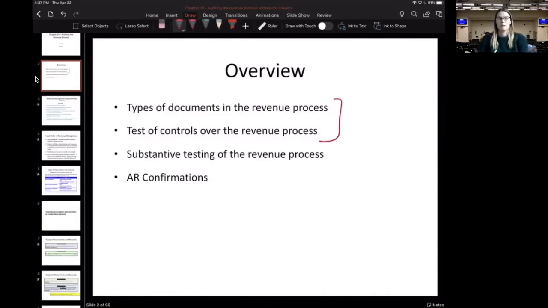Then next time in part 2 of the chapter 10 lecture, we are going to go over the substantive testing in the revenue process. And then we're going to spend quite a bit of time talking about AR confirmations, which is, of course, one of the key items that we test as part of revenue because it's our test of accounts receivable existence, which is also testing revenue occurrence.